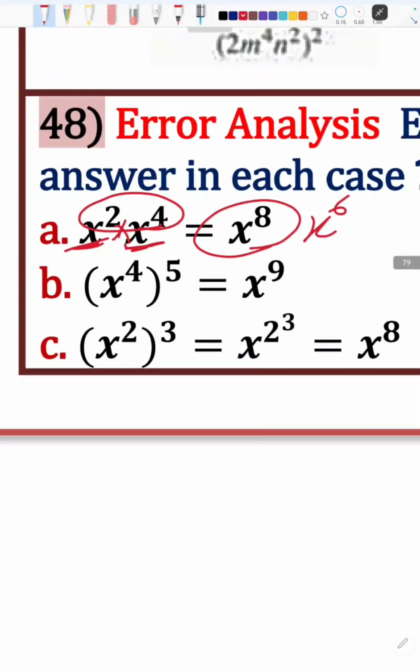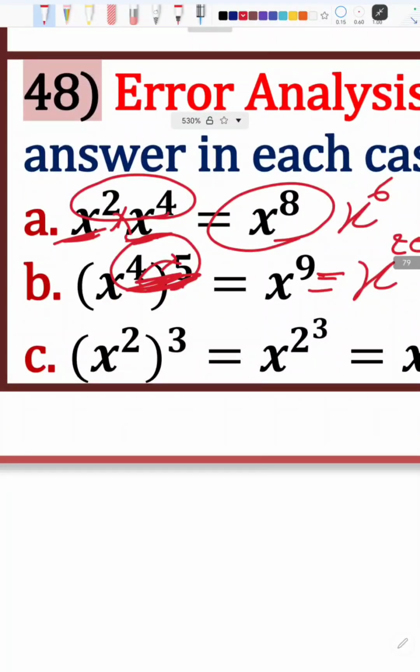Okay? And the other example, power raised by another power. 4 times 5 is equals to 20. So they added. Can I add when it's power raised by another power? Of course not. You have to multiply them. It will be x power 20.